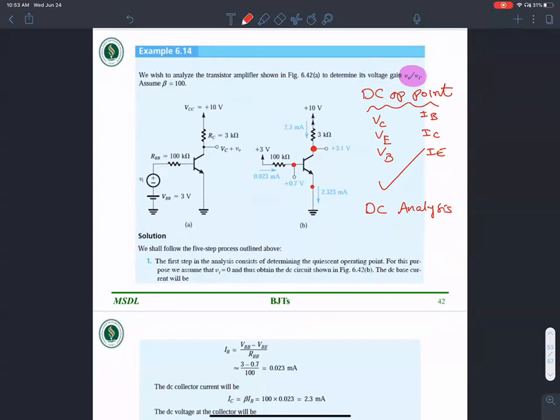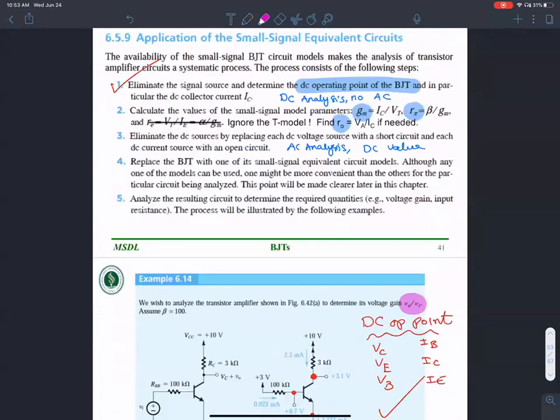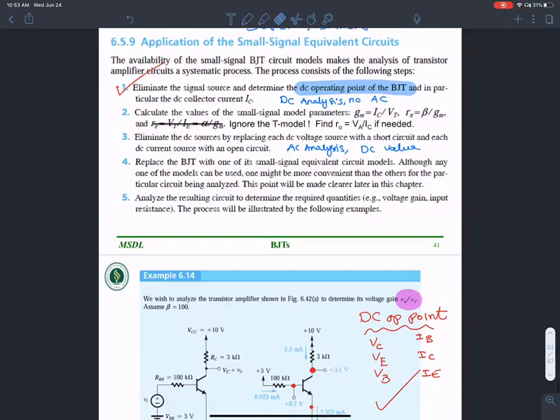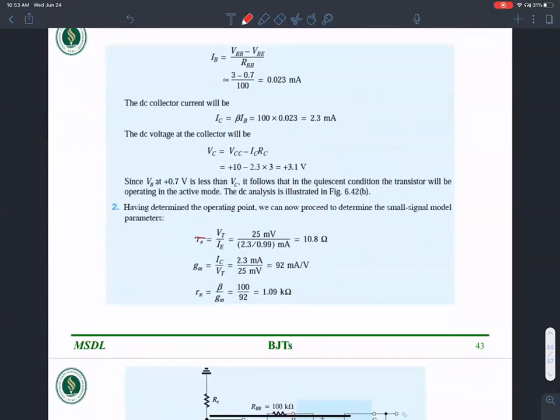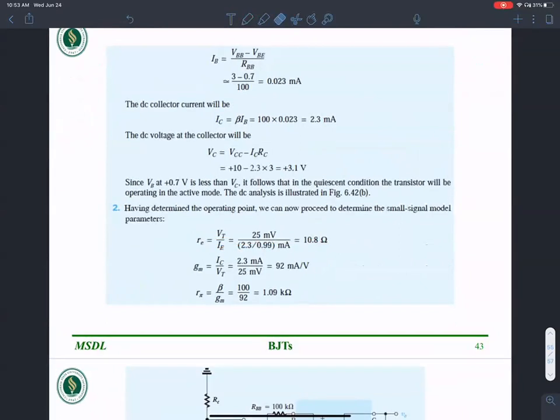Now the next step would be to calculate the small signal parameters. GM, which you can calculate from IC. You can calculate R pi from GM, and you can also calculate R naught. We don't talk about RE, the hybrid T model, but that's fine. So the next step is to calculate GM, R pi, and R naught. These are the small signal quantities.